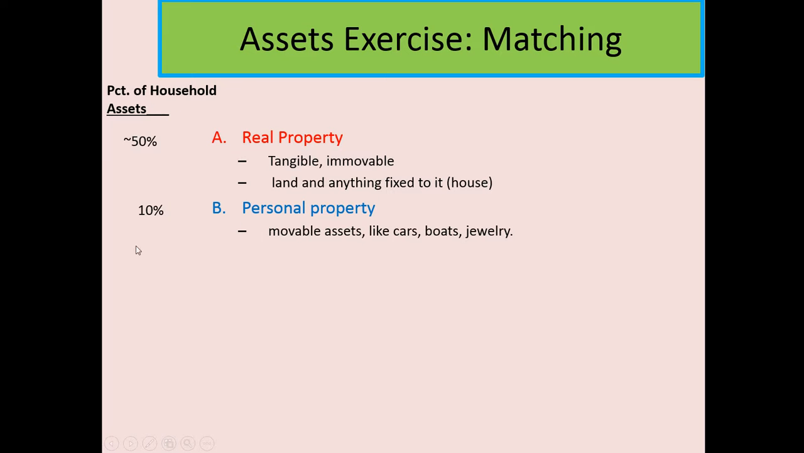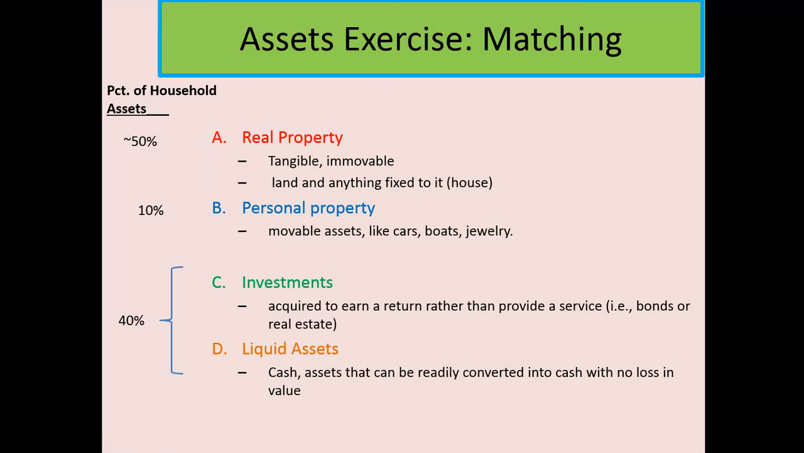Personal property represents about 10%. So these are movable assets like cars, boats, and jewelry. Then we got 40% that is in investments and liquid assets, so the more liquid type of assets. These investments are categorized by acquisitions that you hope earn a return rather than provide a service, right? So bonds or real estate. A house would not be an investment per se if you were not seeking a return out of it.